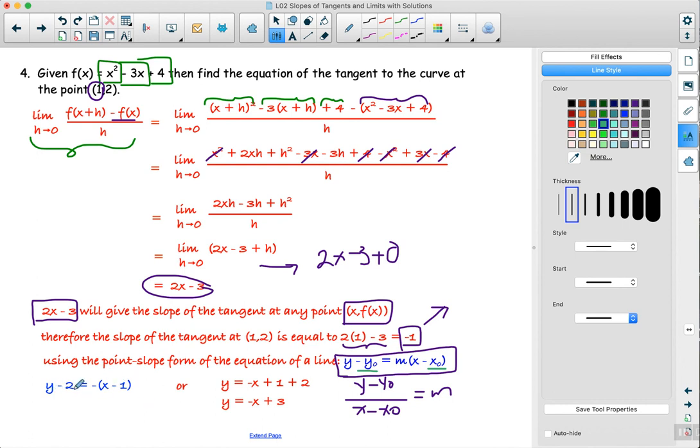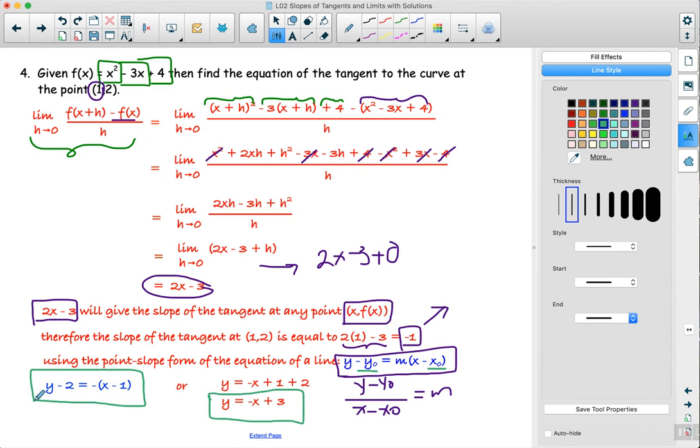If you are so inclined and you do want to write it in slope y-intercept form, because that's the form you're used to from grade 9, distribute, you get negative x plus 1, bring the 2 over, plus 2, so y equals negative x plus 3. This is in slope y-intercept form, and this one is in point slope form.